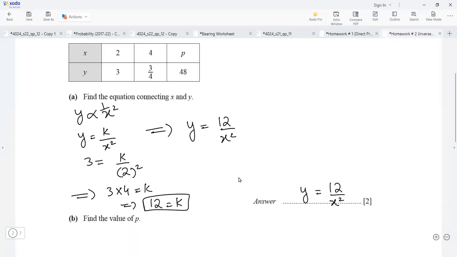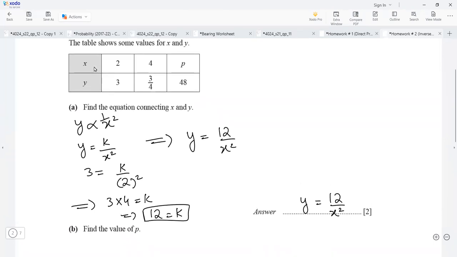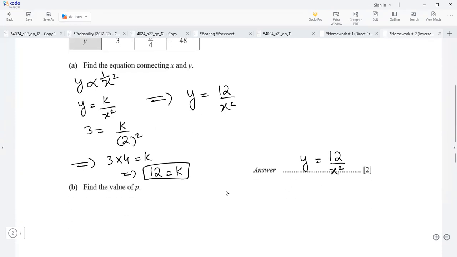So what else we have to do in the next process? In the next part, they have said we have to find the value of p. What is p actually? p is the value of x when y is 48. We have to use the same equation which we found in part a, that is the equation connecting x and y. We have to replace y with 48 and x with p. So I'm writing 12 over p whole squared.